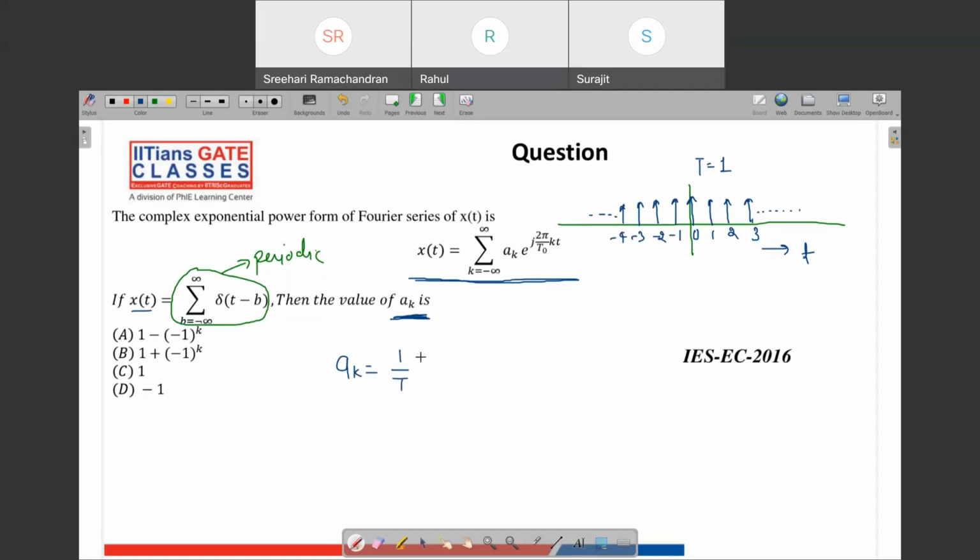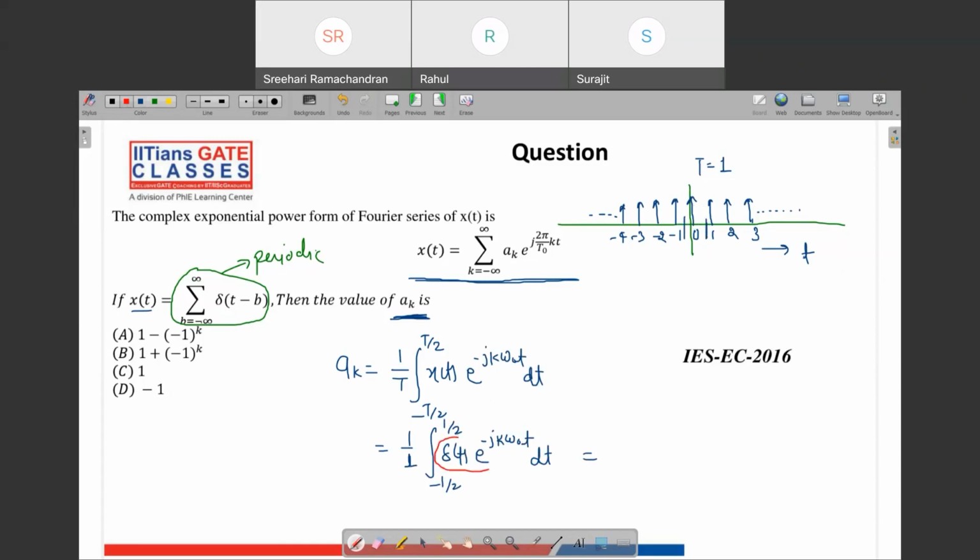So a of k equals 1 by capital T, integral from minus T by 2 to T by 2 of x of t e to the power minus j k omega naught t dt. T is equal to 1, so 1 by 1, integral from minus 1 by 2 to plus 1 by 2. Now, from minus 1 by 2 to plus 1 by 2, the signal is essentially equal to delta t. So I will just write it as delta t e to the power minus j k omega naught t dt. Okay. Now I will use the property of the delta t.